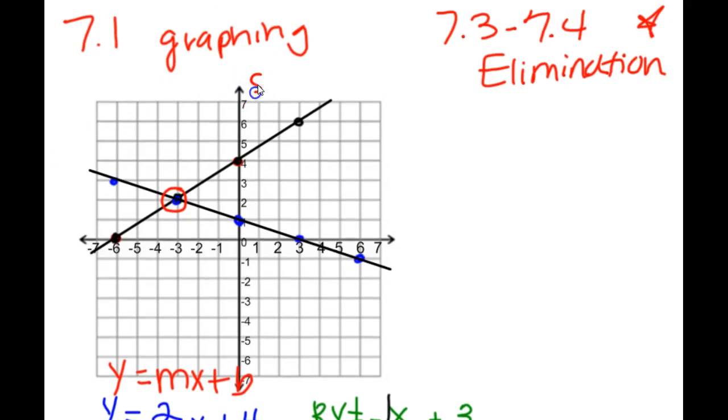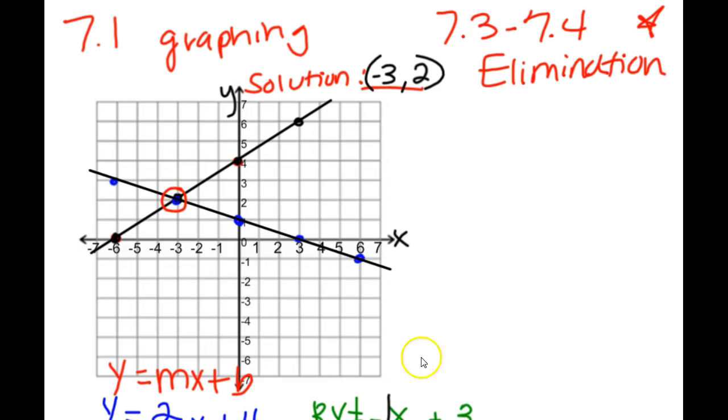It's going to ask you for a solution. You need to list it as a point x comma y, just like we did for our last problem. X going left and right, we went negative 1, negative 2, negative 3. And then on our y-axis, we're up 1, 2. So that would be our solution.